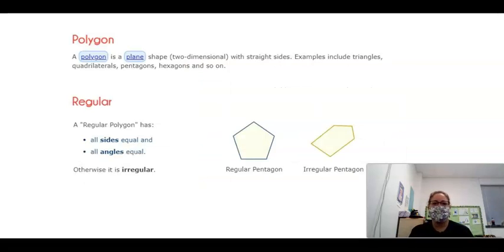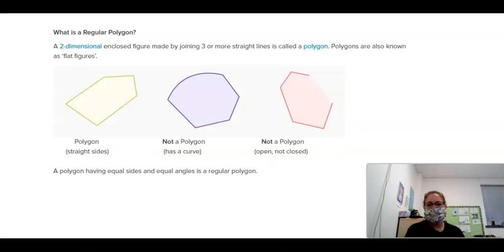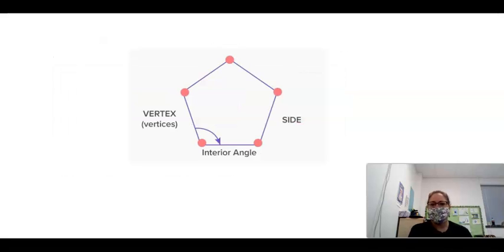Regular polygons have equal sides, and all angles are equal. We call that equilateral and equiangular. If it does not have all sides equal and all angles equal, it's irregular. And of course, we already know they have to have straight sides, no curved sides, and all of them have to be closed with vertices. And we've been focusing on the interior angles.